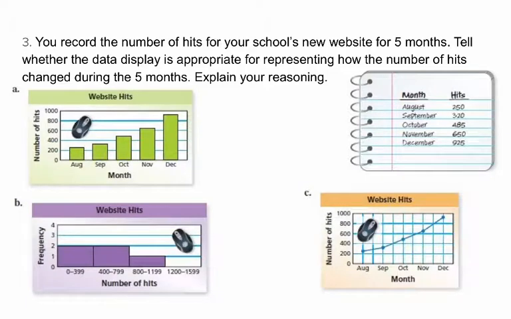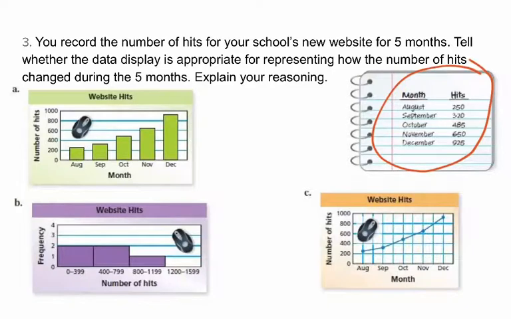All right. You record the number of hits for your school's new website for 5 months. That's over here. You've got it. Tell whether the data display is appropriate for representing the number of hits and how it changed over 5 months. So this is exactly what I was talking about earlier. What makes sense, or how are we trying to trick people into persuading a certain way? So I want you to think about A, B, or C, which one makes the most sense?